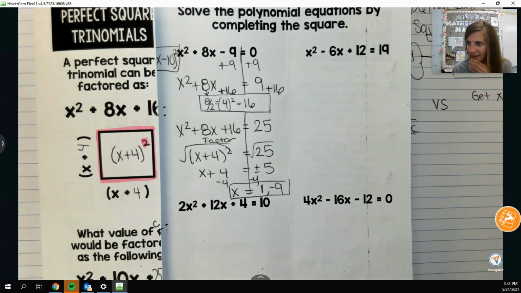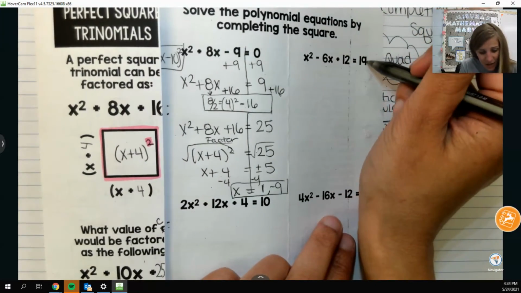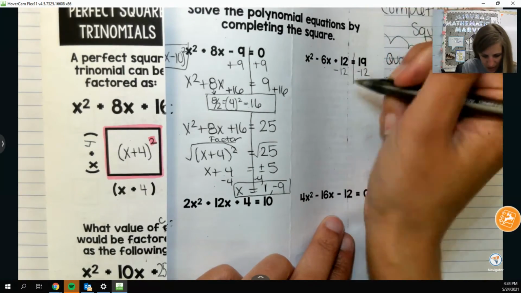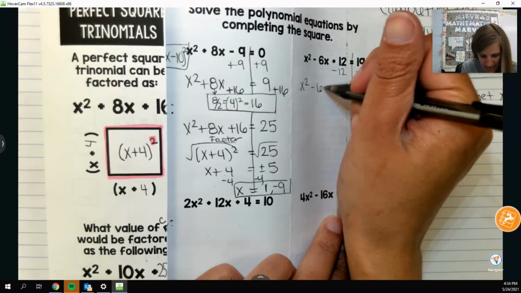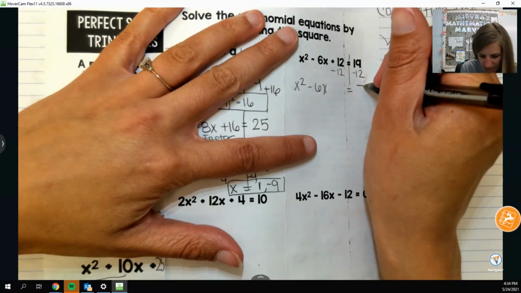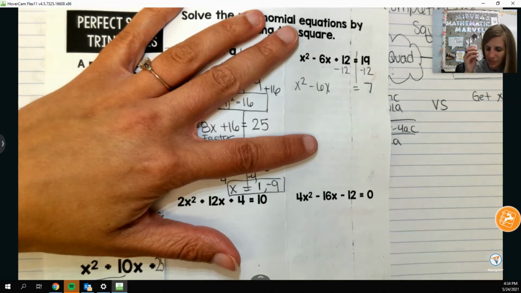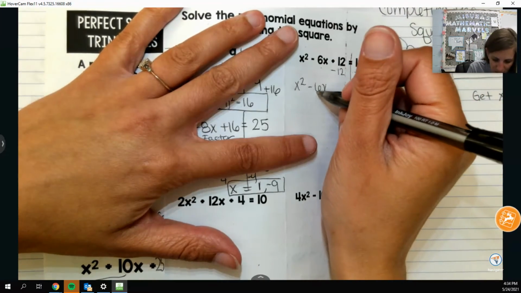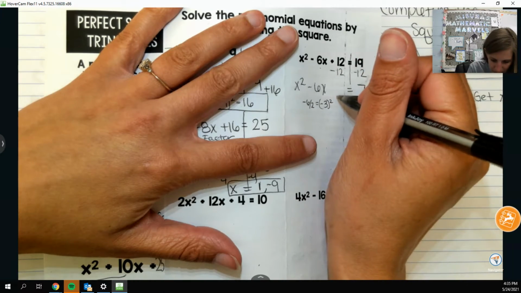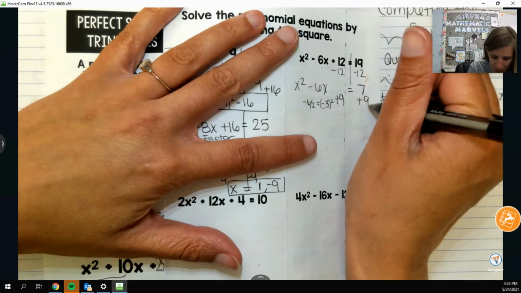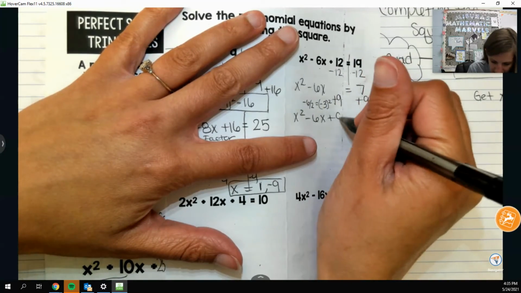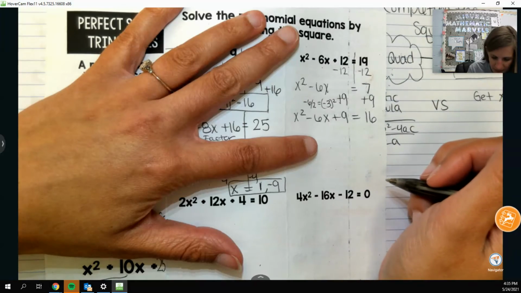Let's try another. Even though there's a number over here, I still have to get the x squared and x alone, so we'll subtract the 12. And so we'll have x squared minus 6x. I'm going to leave the space because I am going to add something. And then over here, I'm going to have 7 because 19 minus 12 is 7. Then to find that mystery number, we're going to take the b value in half and then square it. So we're going to add 9 on both sides. So then we'll have x squared minus 6x plus 9 equals 16.